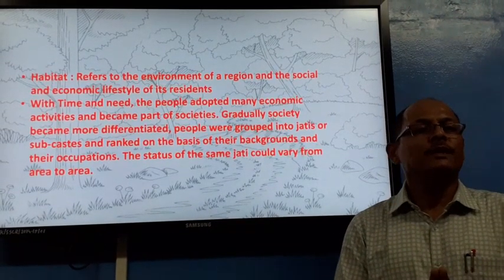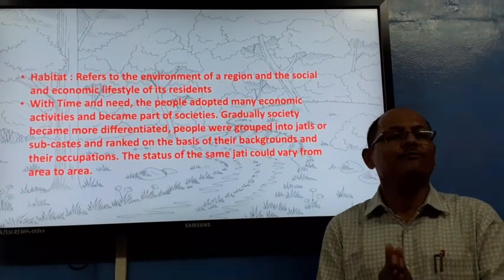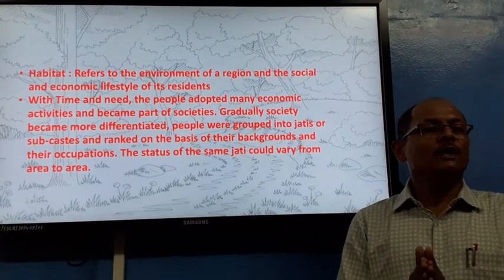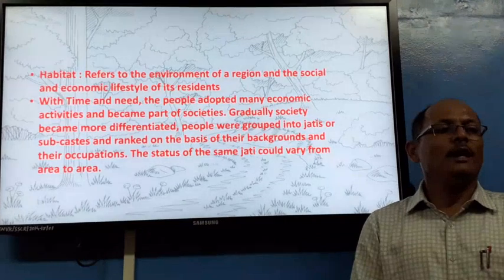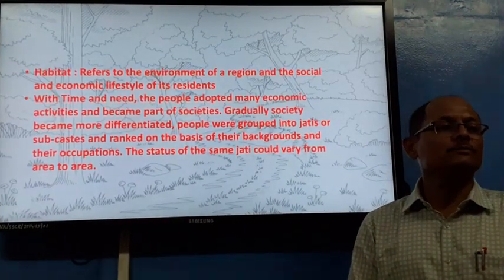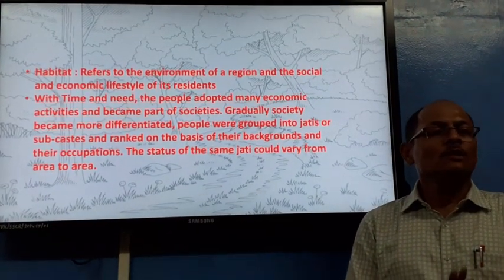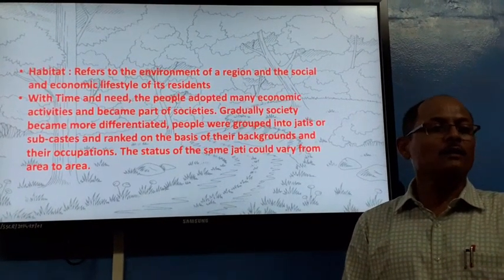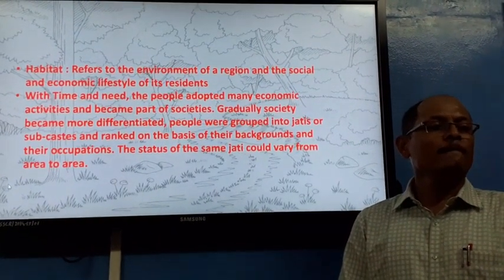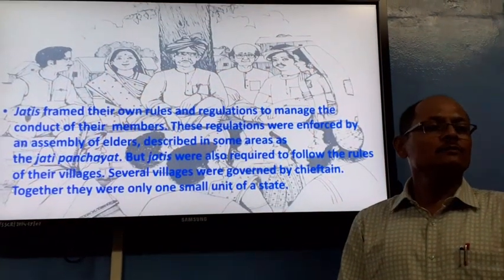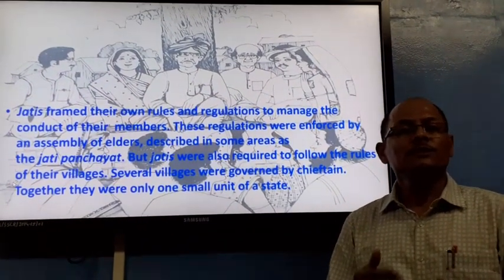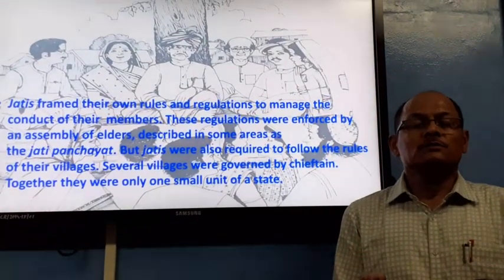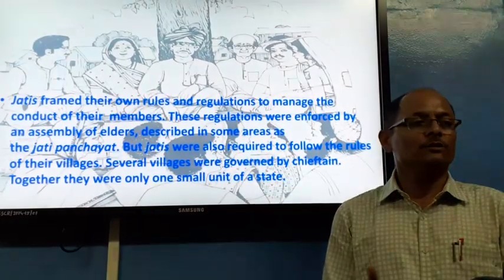These societies gradually became more differentiated. People were grouped into jatis or subcastes and ranked on the basis of their backgrounds and their occupation. The status of the same jati could vary from area to area. As I said, social differentiation led to the coming up of the jatis or different social groups.